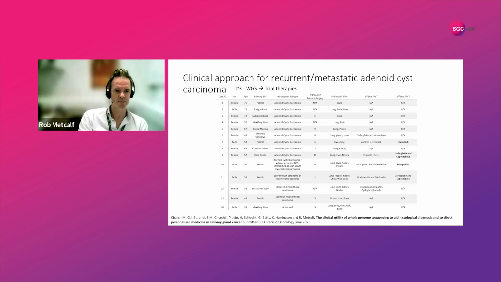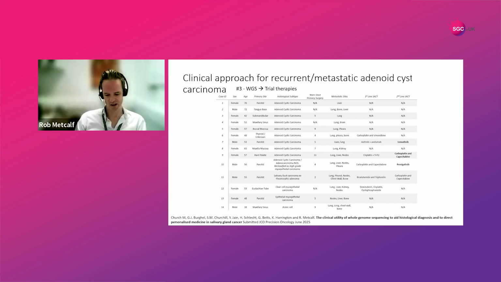I'll skip past this slide. But then the next approach we've got is looking at whole genome sequencing. So if you look for mutations in one of these 24 genes and don't find it, it doesn't mean that there aren't potentially druggable changes in the DNA of those patients. But what it does mean is we don't know what those might be.